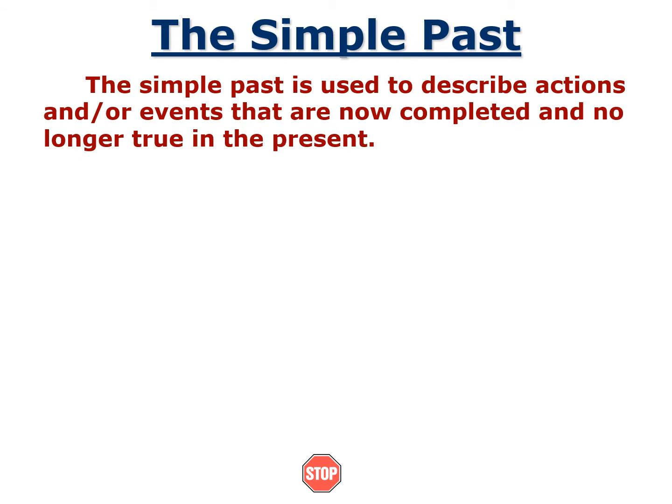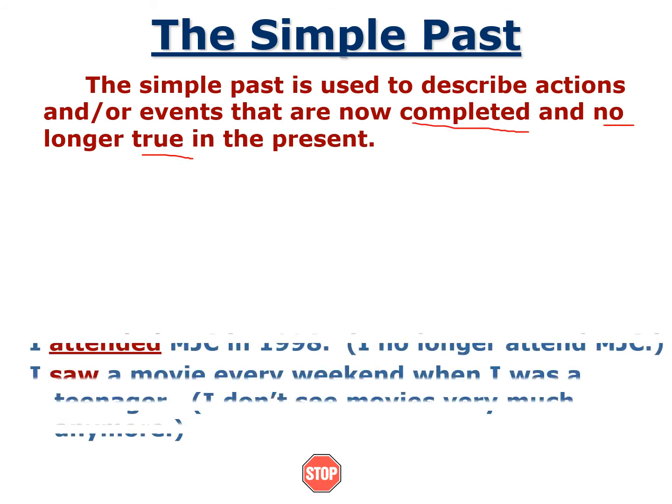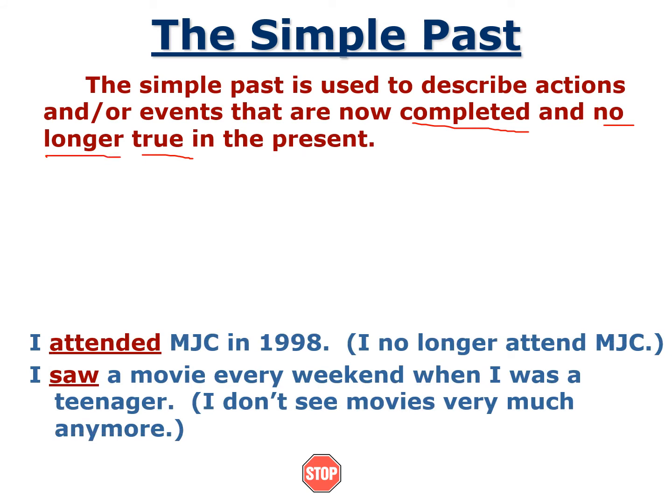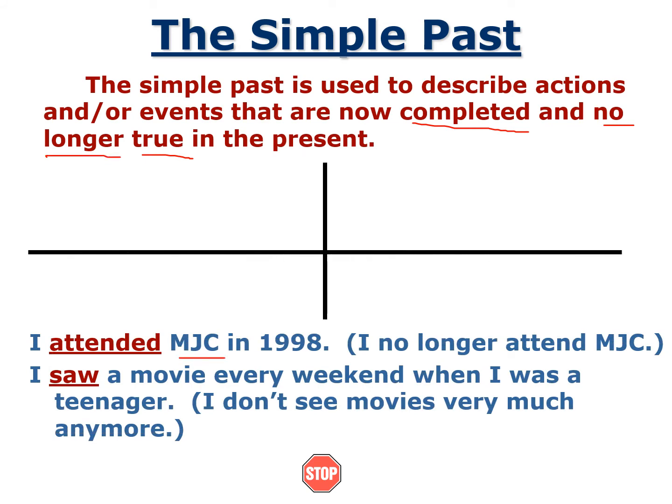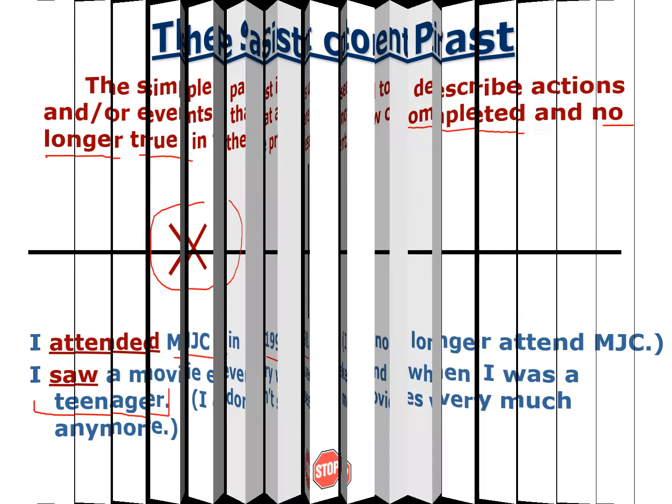Simple past also is used to describe actions or events that are now completed and no longer true in the past. Something that is no longer true in the present. Something that is completed. I attended MGC in 1998, which means I no longer attend MGC. I saw a movie every weekend when I was a teenager, which means this is not anymore, because I'm not a teenager anymore and I don't see movies very much anymore. So this is to talk about something that is completed and no longer true in the present.